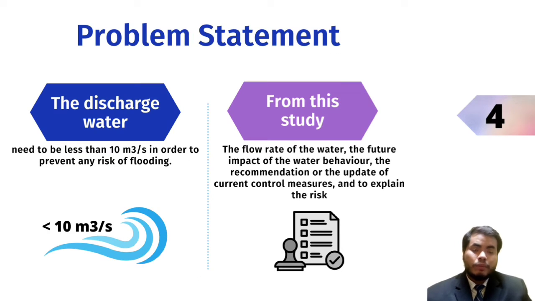Next, we will move to the problem statement. First, the discharge of water needs to be less than 10 meter cube per second in order to prevent any risk of flooding. From this study, the flow rate of the water, the future impact of the water behavior, the recommendation of the update of the current control measures, and the explanation of the risk will be done.